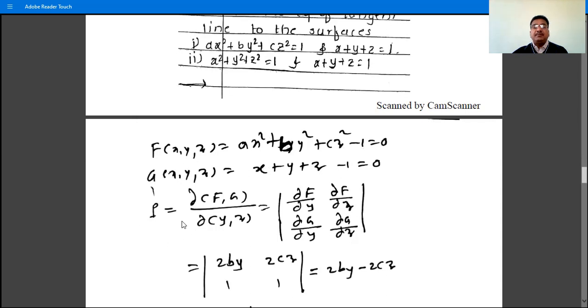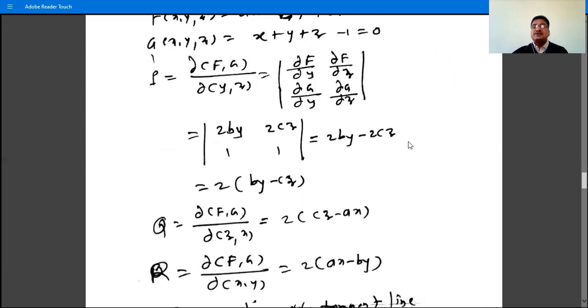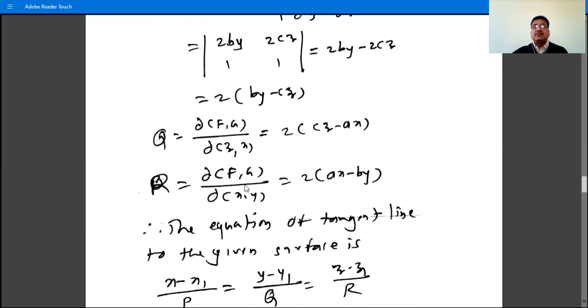Find the values of capital P, capital Q and capital R. So capital P is ∂(F,G)/∂(y,z), and this is the determinant. We have ∂F/∂y is 2by and ∂F/∂z is 2cz, and so we have this answer. Similarly, Q is this and R is this, by using the formula.